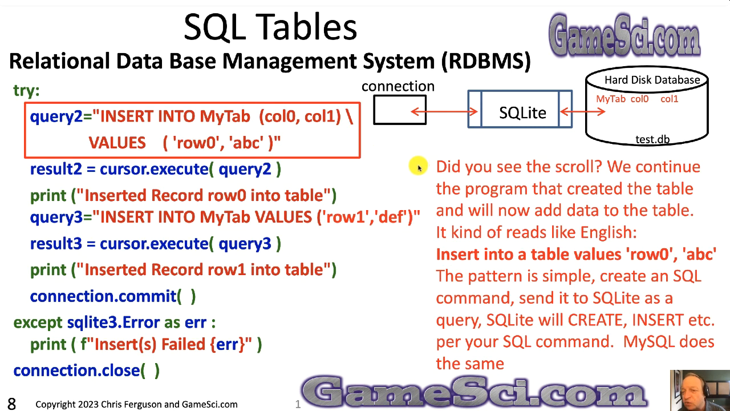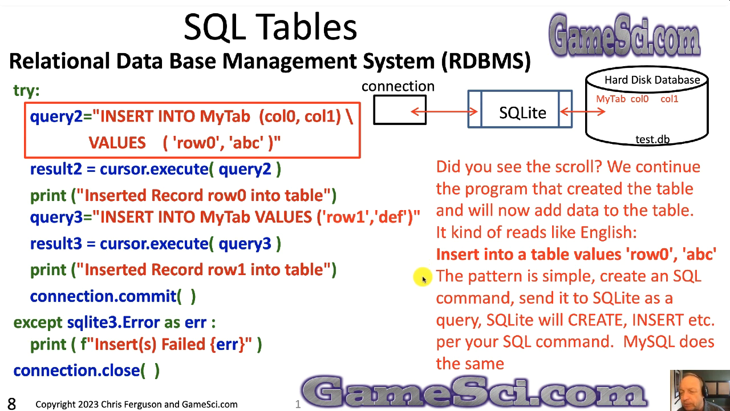Well, did you see the scroll? We'll continue on with the same program after the table has been created, and now we'll add data to the table. I'll do another try except and set up some queries to insert some data into my database. Query 2 equals insert into MyTab, column 0, column 1, the values row 0 and ABC. It kind of reads like English: insert into table values row 0 and ABC.